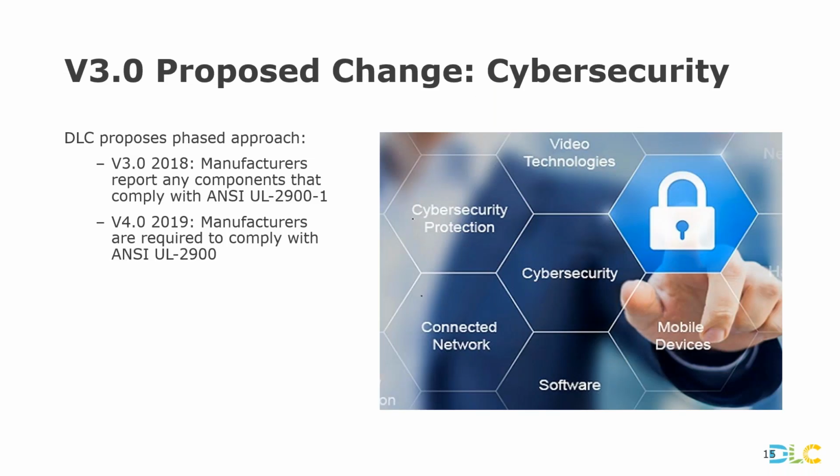We propose to report any components that comply with UL 2900-1 in 2018, starting in June. Then next year, in 2019, we propose to require all systems to comply with ANSI UL 2900-1. Or, if a lighting system specific version of the standard is developed, then potentially systems can comply with that instead. We look forward to your written comments on this proposal and discussing it further with you at the DLC Lighting Controls Summit on March 15th.